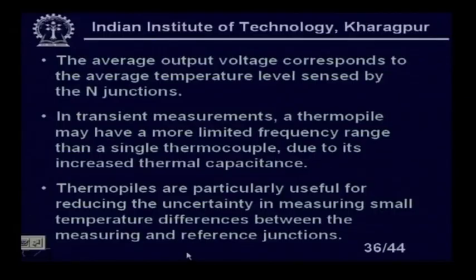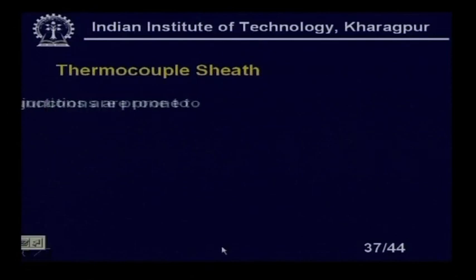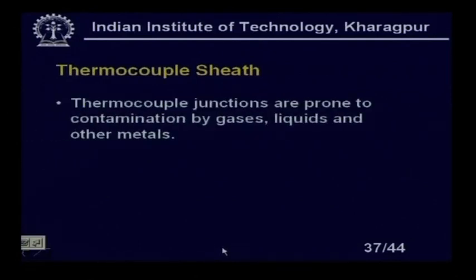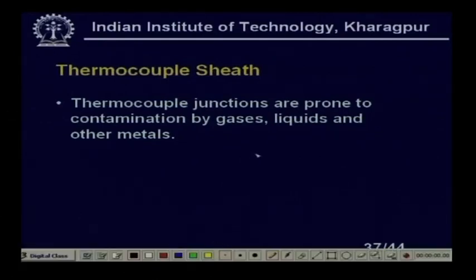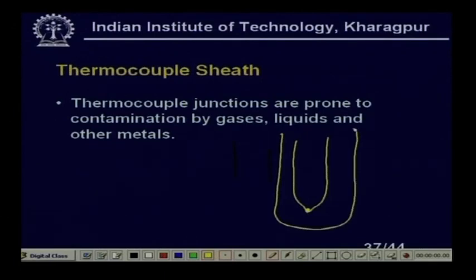So, thermopiles are particularly useful for reducing the uncertainty in measuring small temperature differences between the measuring and reference junctions. Thermocouple junctions are prone to contamination by gases, liquids and other metals. So, what you see looks like this. I have a thermocouple, and the entire thing is put in a sheath, right. So, this is our thermocouple, TC, and this is our sheath.